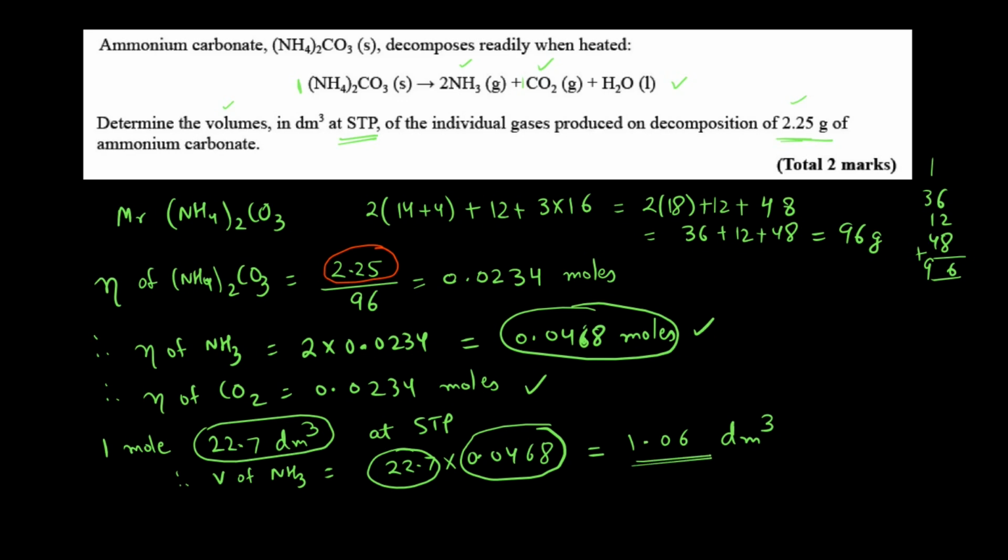And the volume of CO2 will be 22.7 multiplied by 0.0234. This will also be in three significant figures. So this comes out to be 0.531 dm cube. So this is the answer.